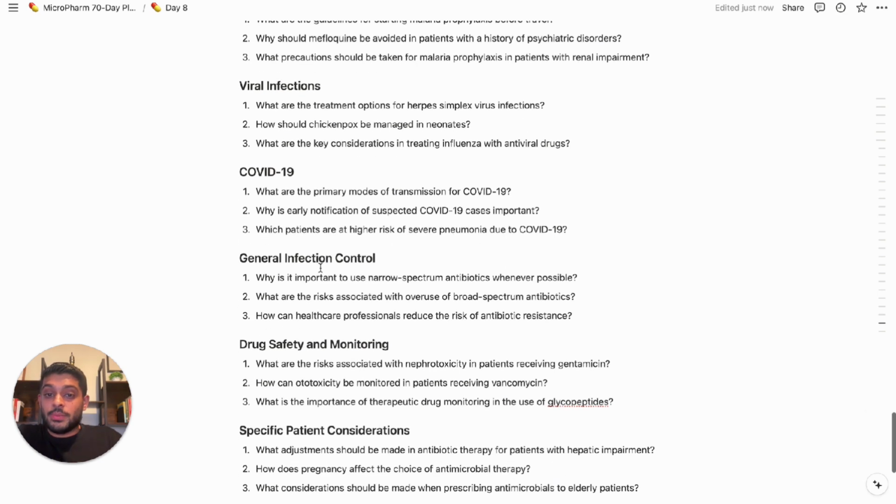Viral infections, what are the treatment options for herpes simplex viral infections? How should chickenpox be managed in neonates? What are the key considerations in treating influenza with antiviral drugs?